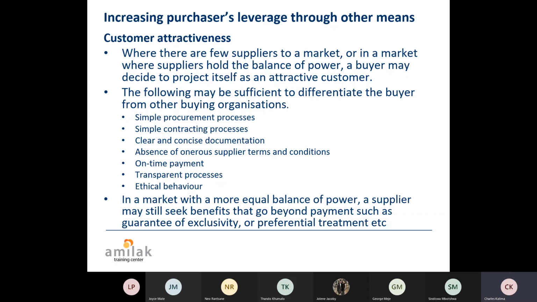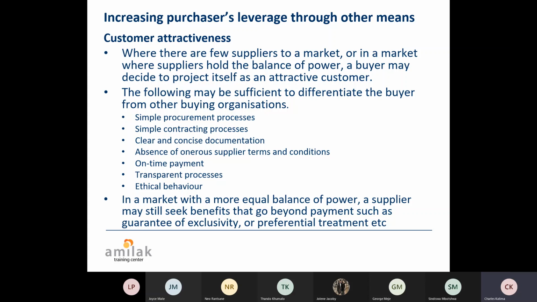So there are certain entities today that have an oversubscribed number of buyers. Okay, their products are in high demand. So how do you as a buyer want to source products from those organizations? It is by being an attractive customer to the supplier. So here are some of the ways that would differentiate the buyer from other buying organizations.